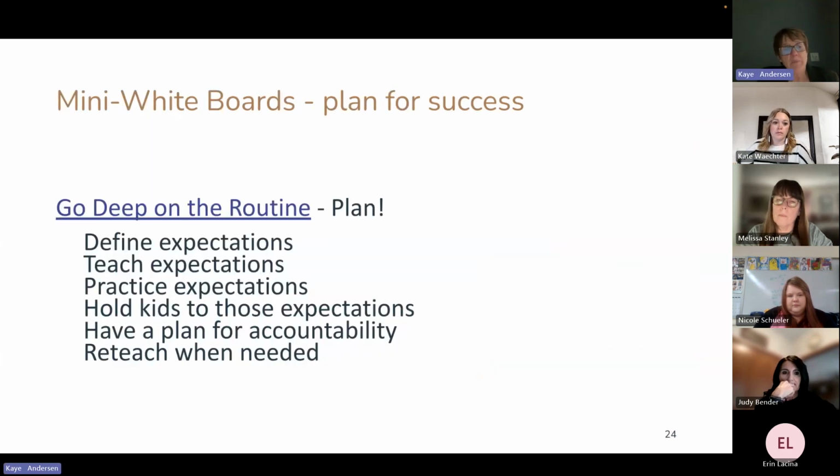When you do whiteboards or any type of routine, make sure you think about the plan. Don't just think you're going to put whiteboards into a classroom of a bunch of 8th graders that have not done this before. If that hasn't been the normal routine, make sure you define the expectation of how they're going to use them. Practice those expectations, plan for it, hold them accountable.